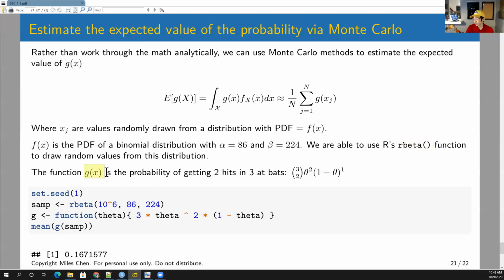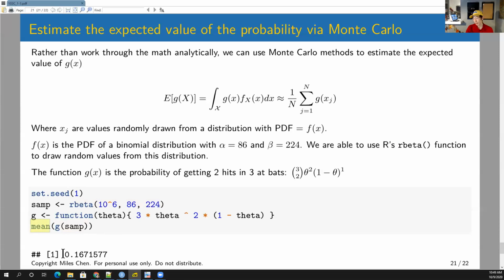And then the function is this. I'm going to generate a sample, drawing 1 million values from the beta distribution with shape parameters 86 and 224. Then I have this function, which is 3 choose 2, or 3, times theta squared times 1 minus theta to the 1. Basically, I'm going to apply this function to all of the values I've drawn from the beta distribution. So I have g of the sample, and then I ask for the mean of that.